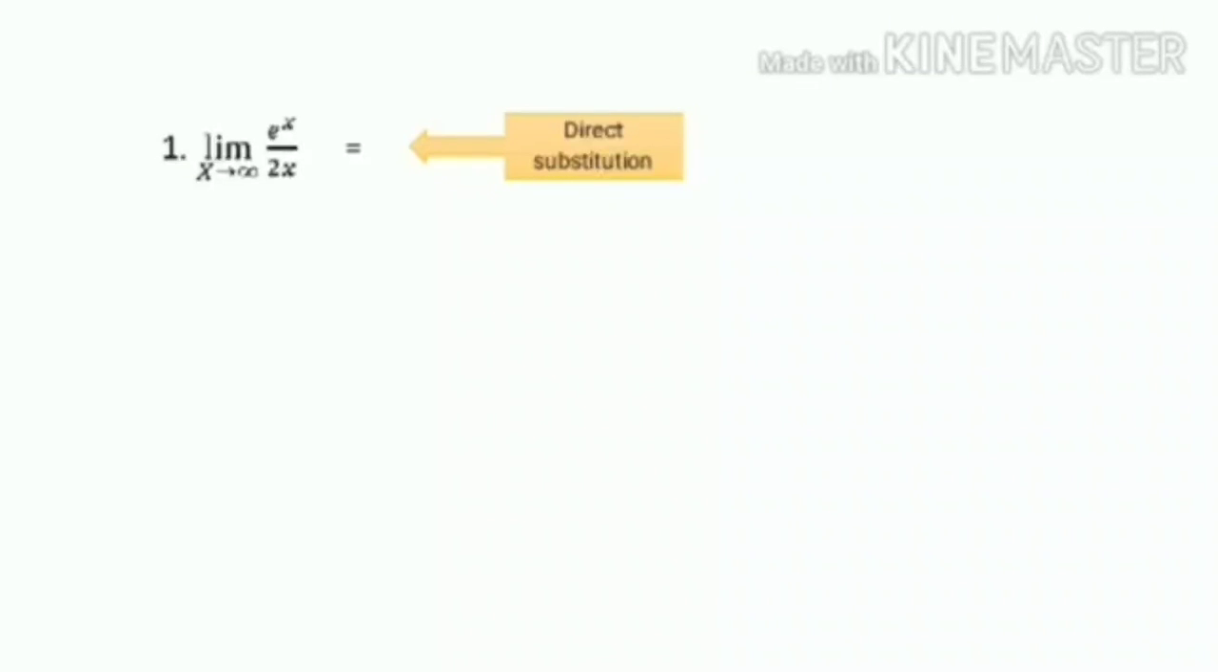First, let's see if we can use direct substitution. So, what is e to the infinity? E to a very large number is going to be a large number, so it is infinity. Infinity multiplied by 2 is also infinity. So this is what we have here. It is an indeterminate form, which means that we can use L'Hopital's rule to figure this out.